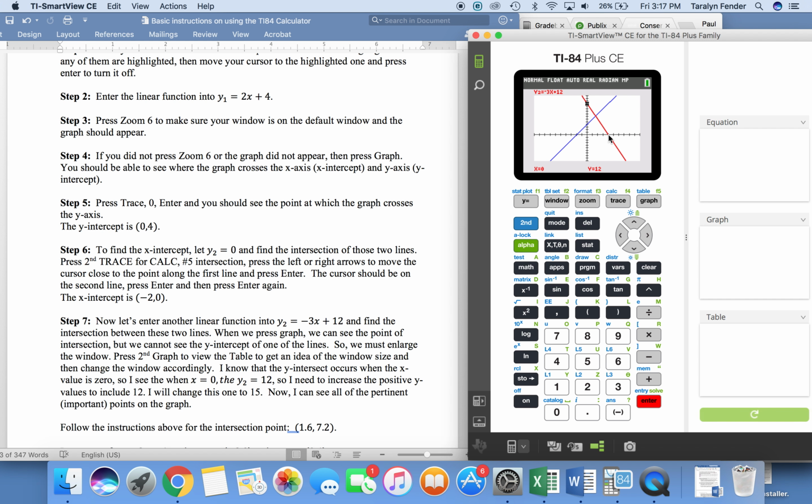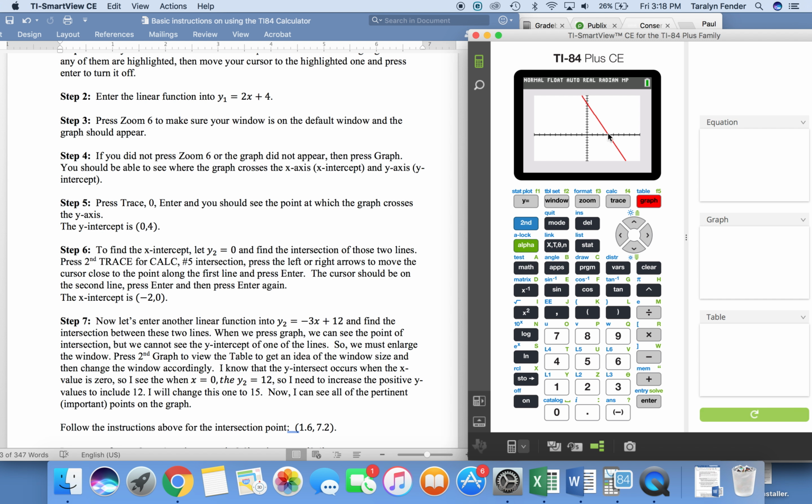But now I want the x-intercept, so I need to do something that we did before, which is adding that y equals 0. So we're going to go back to Y=, and we're going to let Y3 equal 0. But I'm going to turn off Y1 because I don't really need that one. I'm just going to turn it off. I'm not going to throw it away. So my cursor is flashing on the equal sign. I'm going to press enter, and that turns it off. Now I'm going to go back to graph, and I should only see two graphs now.